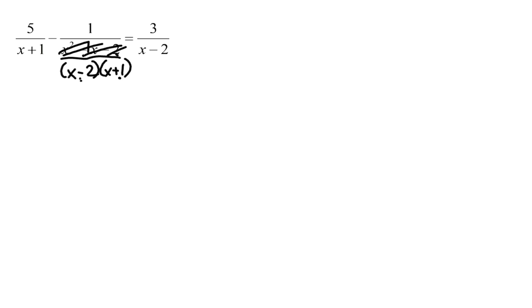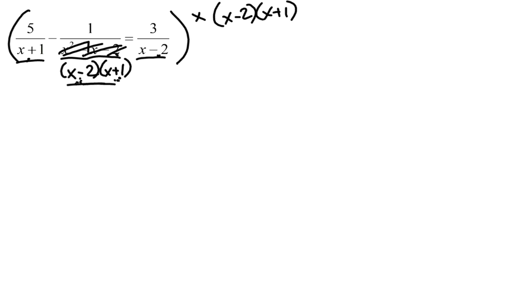In order to eliminate denominators, I need to cancel or multiply everything by the common denominator. Well, here's an x plus 1, here's an x minus 2, and this term has both of them. So our common denominator is x minus 2 times x plus 1. That's the common denominator for all three of these rationals.